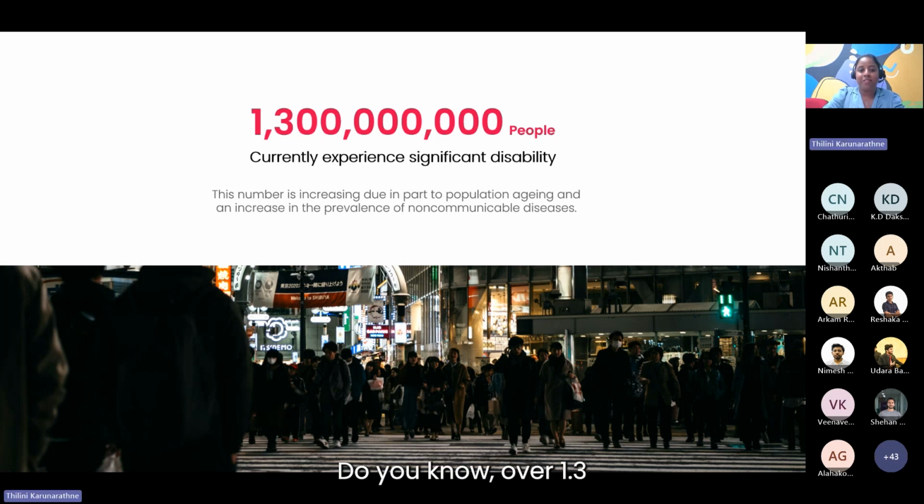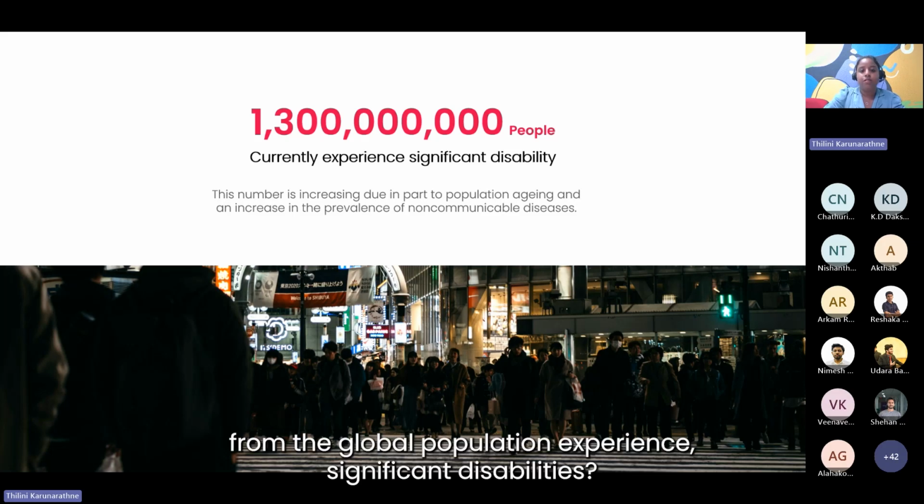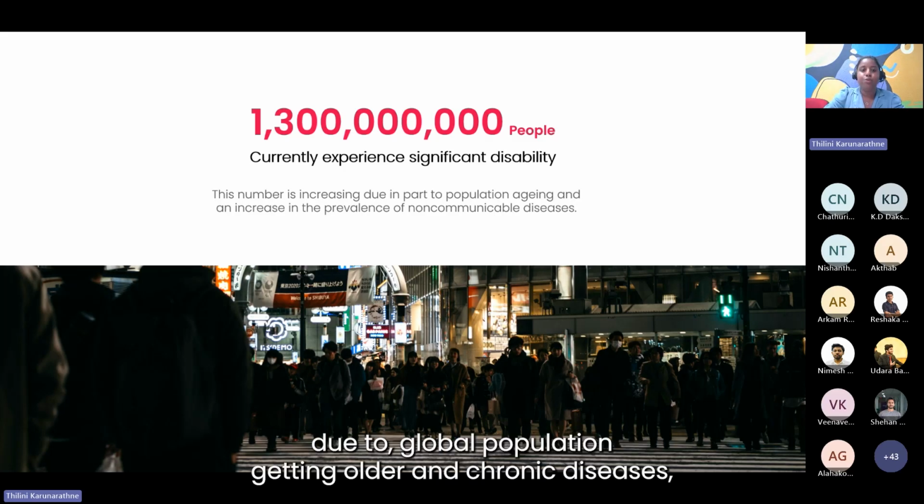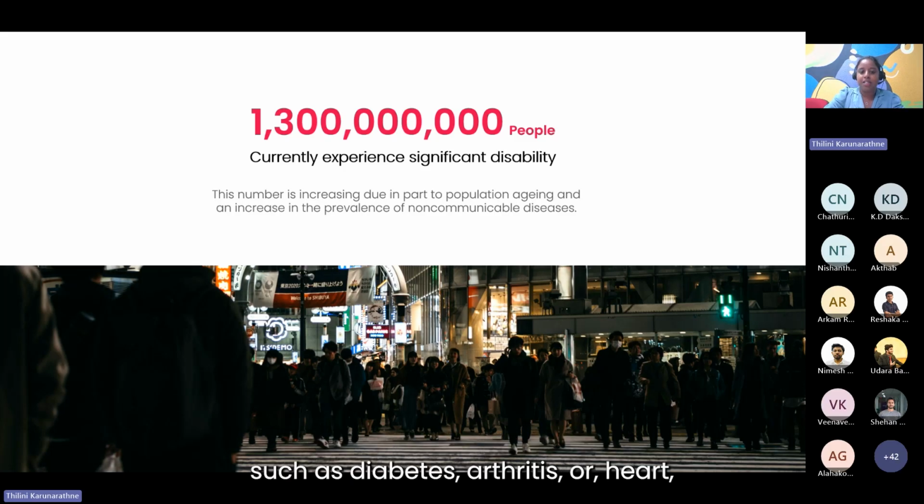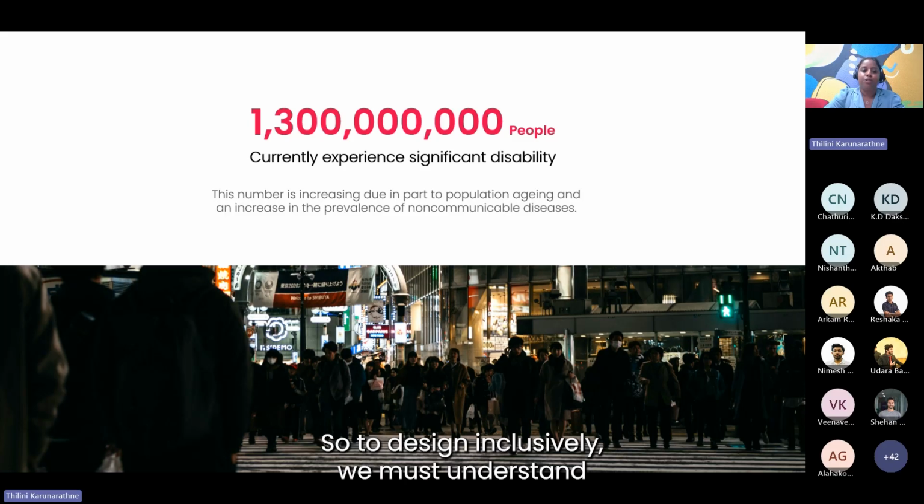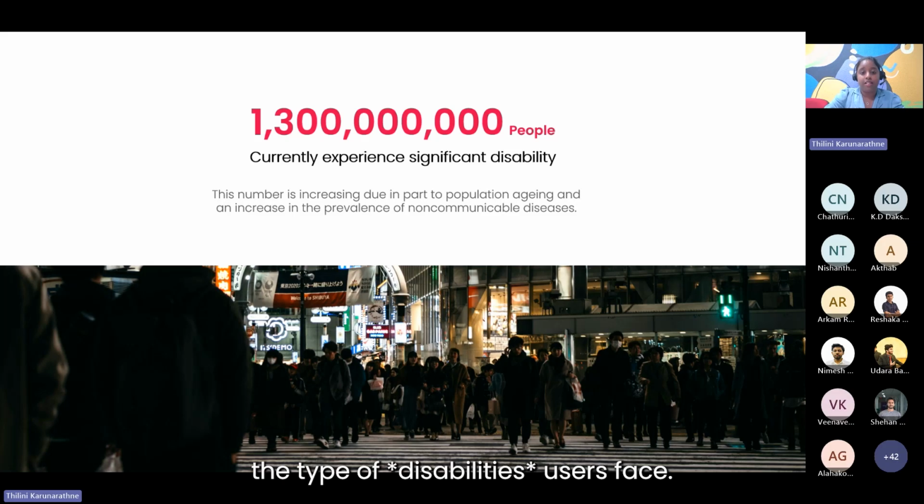Do you know over 1.3 billion people, that means 20% of the global population, experience significant disabilities. This number increases day by day as the global population gets older and chronic diseases such as diabetes, arthritis, or heart diseases become more common. More people are experiencing disabilities, whether temporarily or permanently. So to design inclusively, we must understand the types of barriers users face.